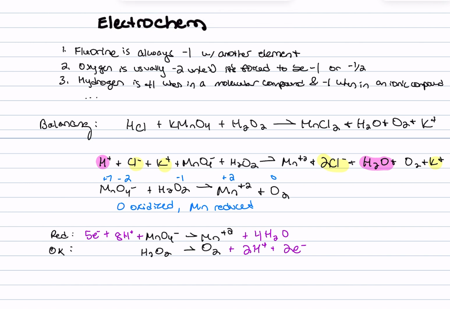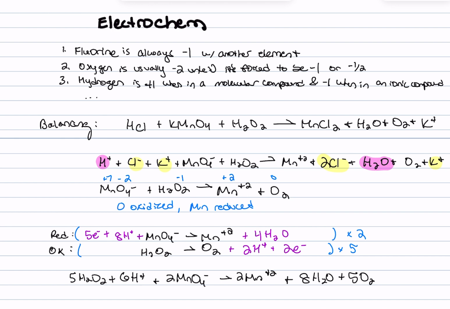And then we can balance each of these half reactions. So we multiply the reduction one by 2 and multiply the oxidation by 5. And this is so that we can balance the number of electrons on both sides. So lastly, we're left with 5H2O2 plus 6H+ plus 2 MnO4- goes to 2Mn2+ plus 8H2O plus 5O2.